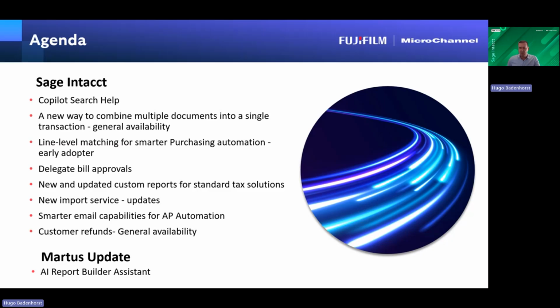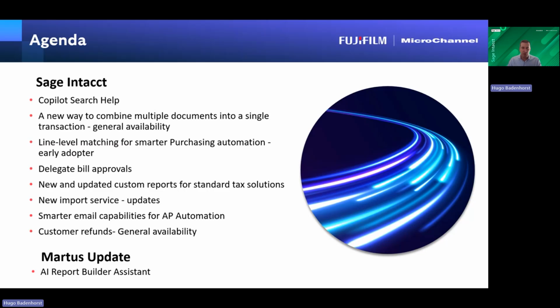A few updates on the import service. I think we did touch on one of those previously when it initially came out. And then updates around the email capabilities for those of you that actually use the AP automation side of things. There's an additional few updates available, and then the customer refund. There's general availability now around customer refund. So those are the points that we'll cover off.